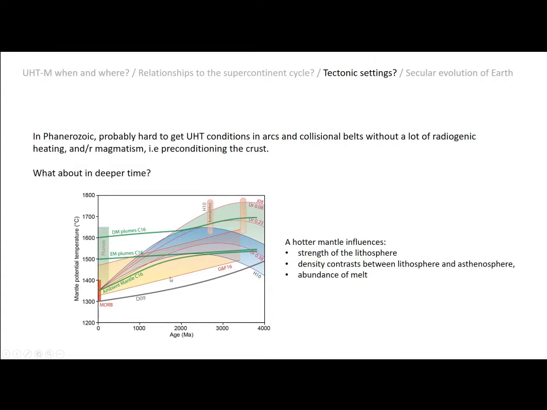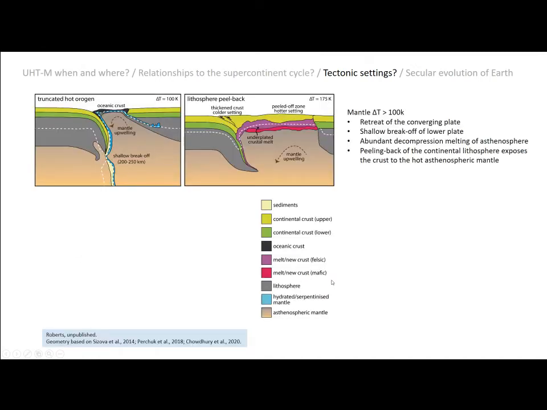Now, mantle temperature has implications for orogenesis through its effect on things like strength of the lithosphere, density contrast between the lithosphere and the asthenosphere, and of course the abundance of melt. So to summarise the results of various geodynamic modelling studies, what we see with increases in mantle temperature can be summarised to a few points.